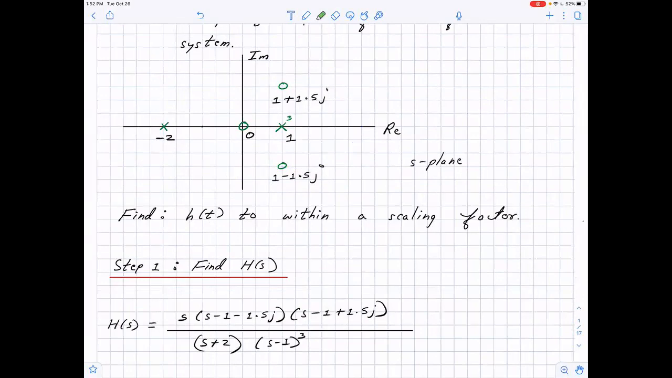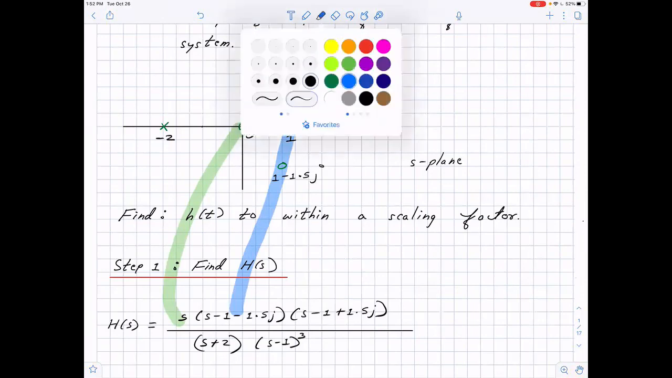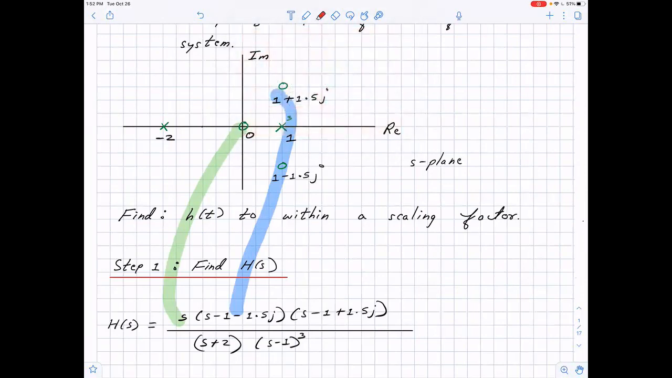for each zero in this graph, we'll have a term in the numerator of h of s. Since there is a zero at s equals 0, we'll have the term s in the numerator. For the zero at 1 plus 1.5j, we'll have this term in the numerator. For the other zero at 1 minus 1.5j, we'll have this term in the numerator.